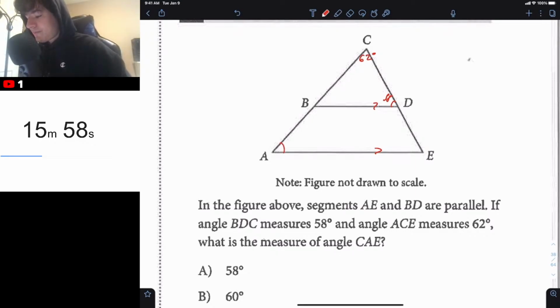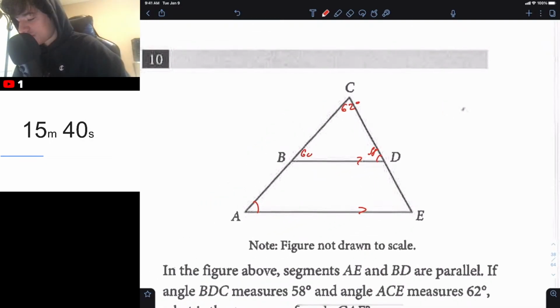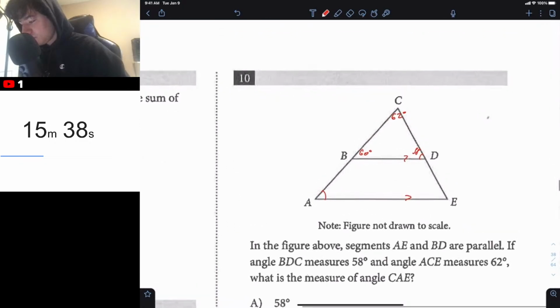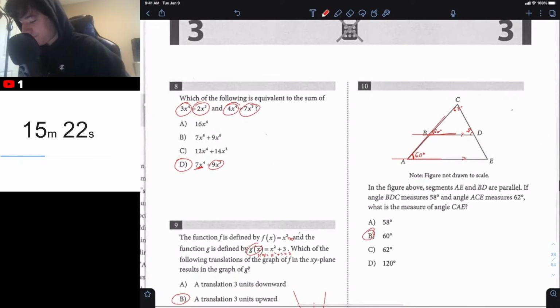Okay, so we can figure out the angle of this guy by doing 180 minus 62 minus 58. Let's see, 58 plus 60 is 118, plus 2, so 120. So then this is going to be a 60-degree angle right there. And because these lines are parallel, we can extend them a little bit, and you can see that this angle and this angle are corresponding angles, meaning that this is also 60 degrees.